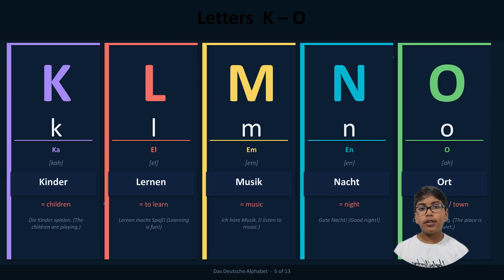M, pronounced as the English letter M. The example word is Musik. Say it. Musik. Yes, it means music. Ich höre Musik. I listen to music. What kind of music do you listen to? Drop it in the comments.